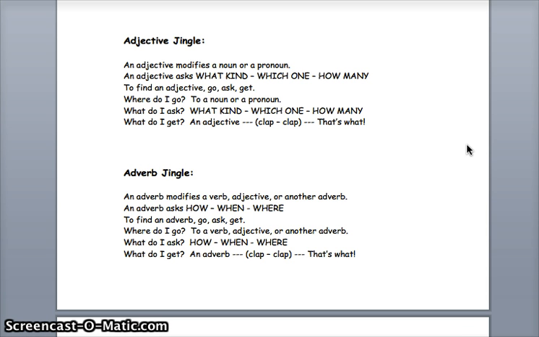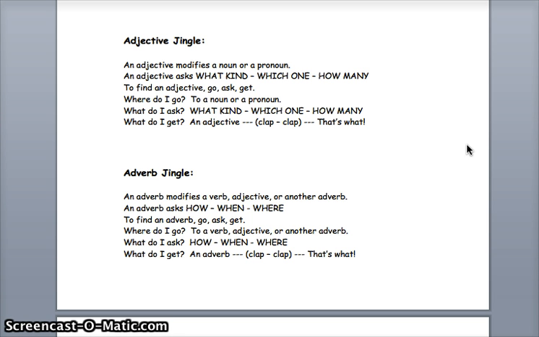And the adverb jingle, like I said, it sounds exactly alike, but totally different part of speech. So the jingle goes like this. An adverb modifies a verb, an adjective, or another adverb. An adverb asks how, when, where. To find an adverb, go ask get. Where do I go? To a verb, an adjective, or another adverb. What do I ask? How, when, where. What do I get? An adverb. That's what.